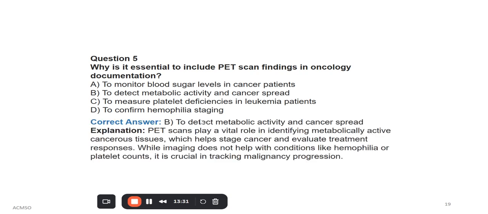The answer is B, as PET scans play a vital role in identifying metabolically active cancerous tissues, which helps stage cancer and evaluate treatment responses. While imaging doesn't help with conditions like hemophilia or platelet counts, it is crucial in tracking a malignancy's progression. And here we come to the end of this lecture.